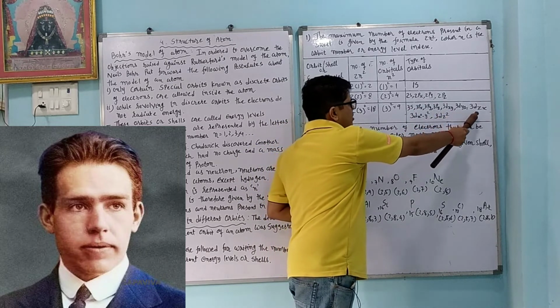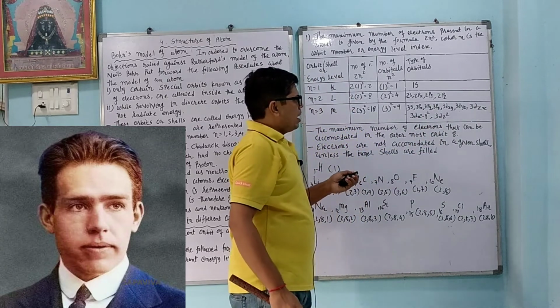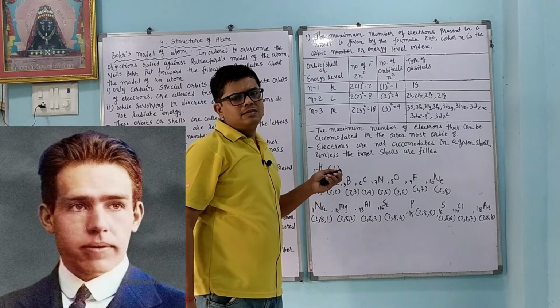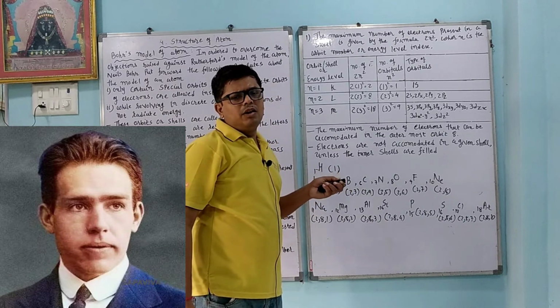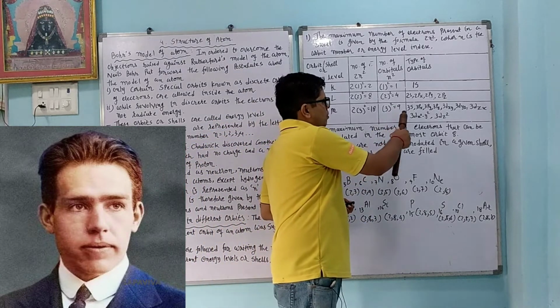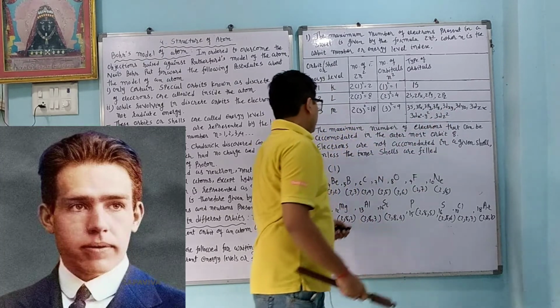3dxy, 3dyz, 3dzx, 3dx square minus y square, and 3dz square. Here the x, y, z indicate what? Direction. On the x-axis, y-axis, between the x and y, it is called xy. Like that we can write. If you count, then a total of 9 orbitals are there: 1, 2, 3, 4, 5, 6, 7, 8, and 9.